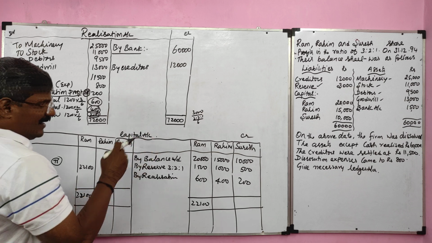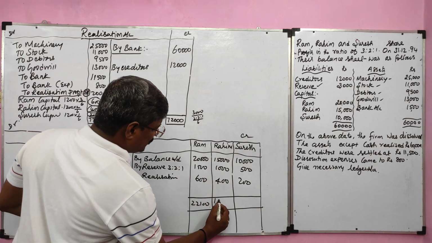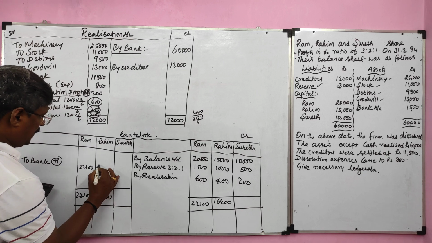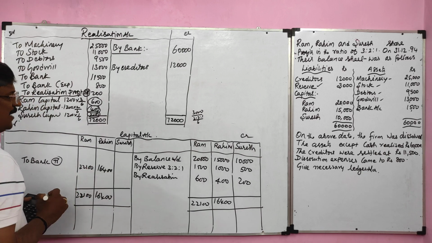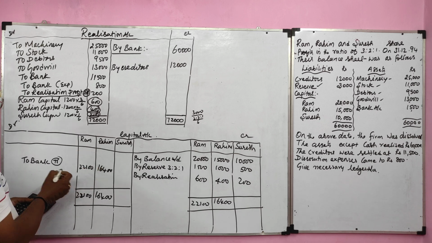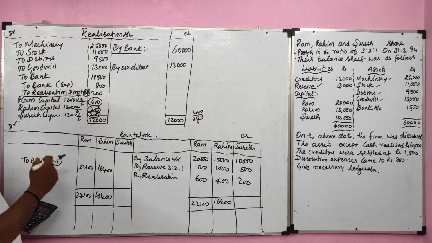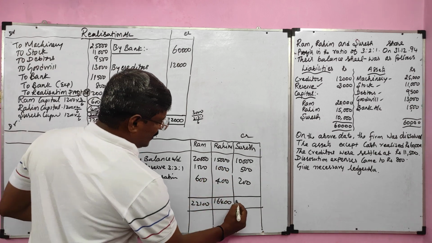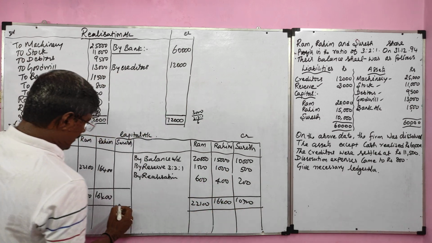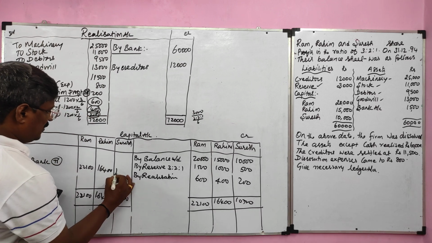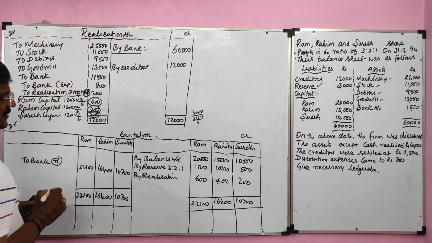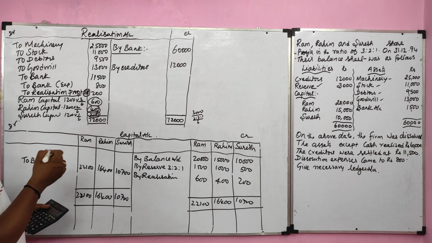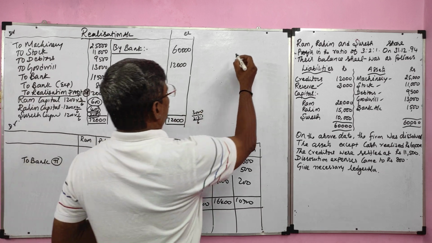Then we have to close Rahim, 16,400. For this, the entry is Rahim capital account to bank. The excess surplus funds paid to Rahim. Then we have to close Suresh, 10,700. For this, the entry is Suresh capital account to bank. Surplus funds paid to Suresh. Then at last we have to prepare the bank account.